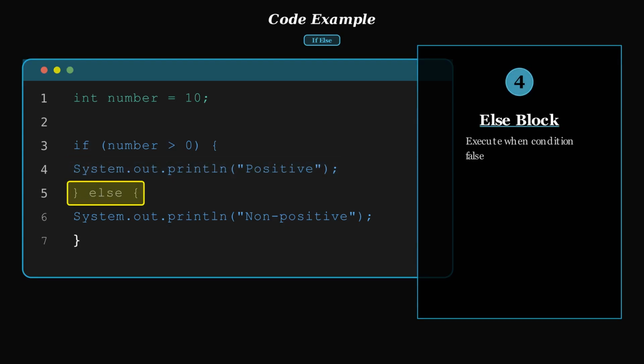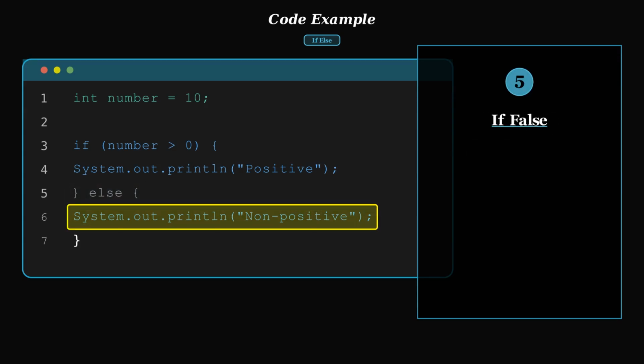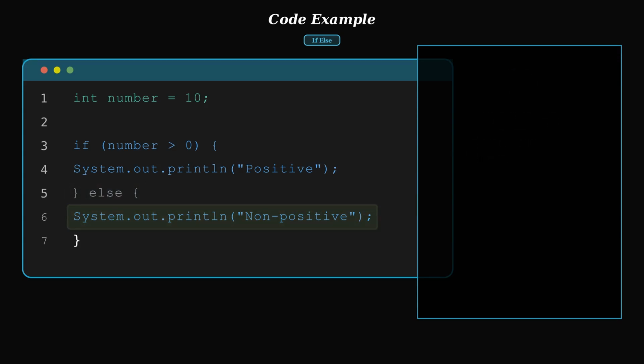Else block. Execute when condition false. If false, print non-positive message. Now let's see the output of this code.